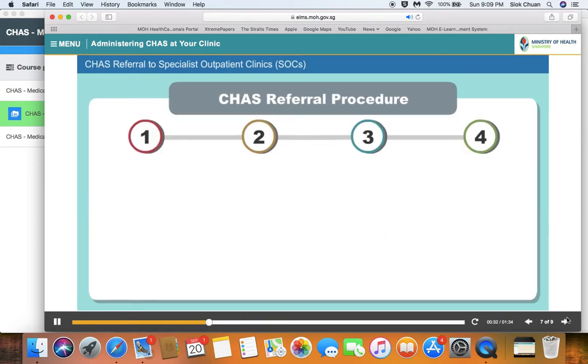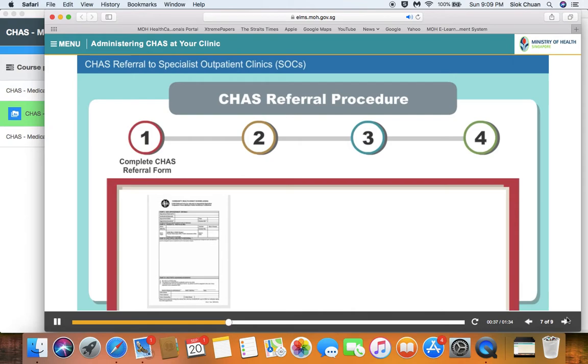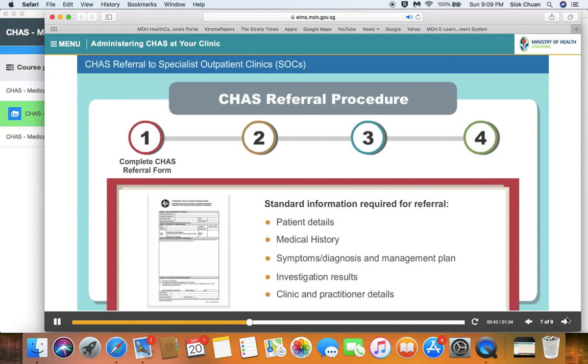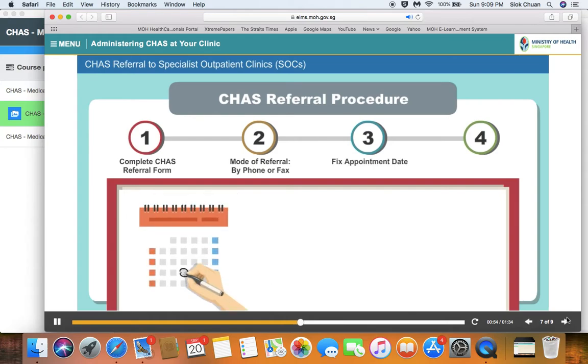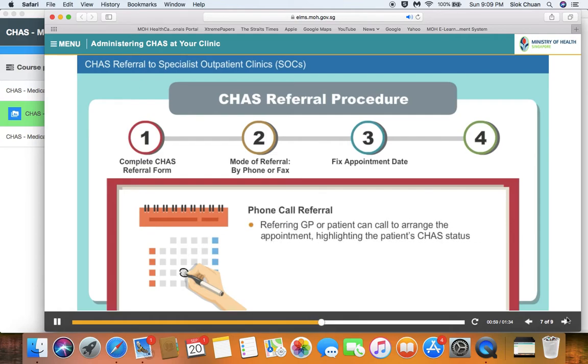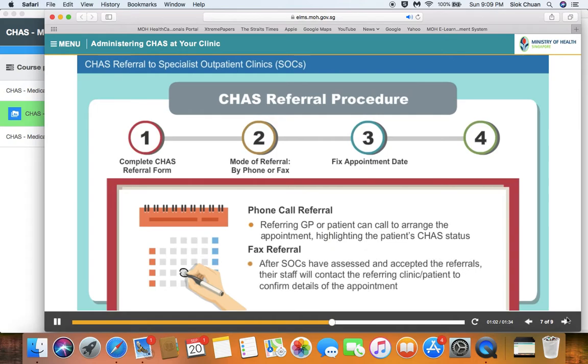Let us look into the steps involved in making a CHAS referral. First, complete the CHAS referral form by filling in the standard information required. Next, check the CHAS referral information sheet to determine the appropriate mode of referral for each SOC. Either the referring practitioner or patient can fix the appointment via a phone call, highlighting the patient's CHAS status. For faxes, the staff of the SOCs will contact the referring clinic or patient to confirm the appointment after their assessment.